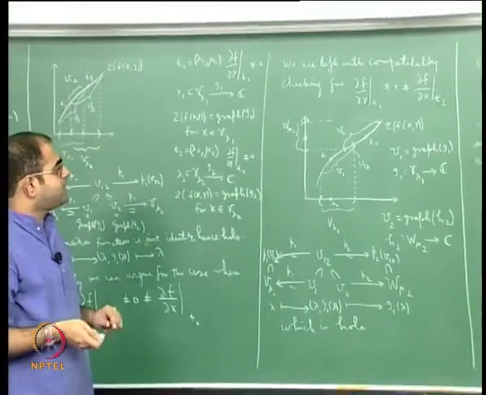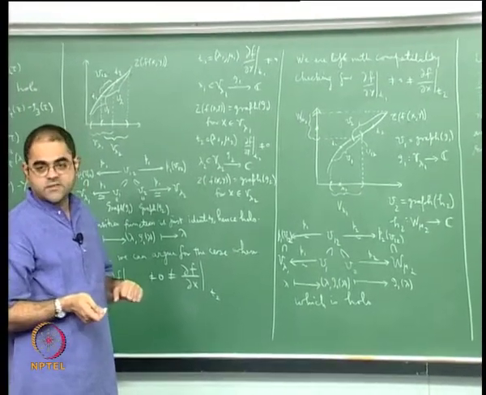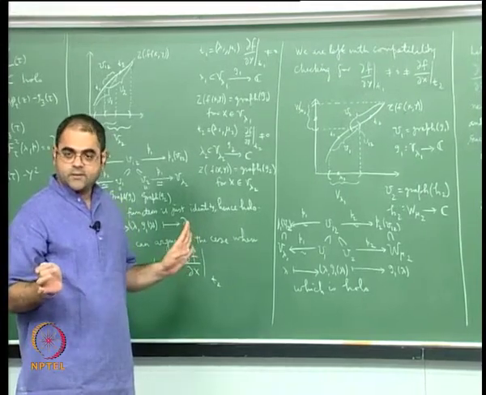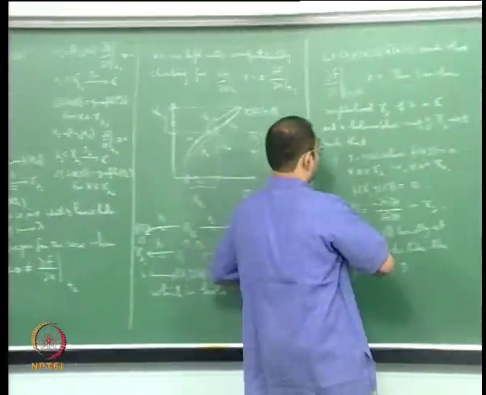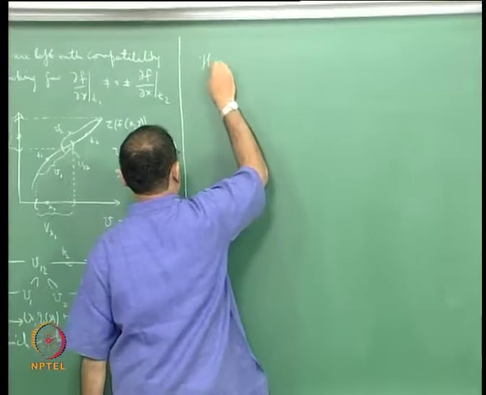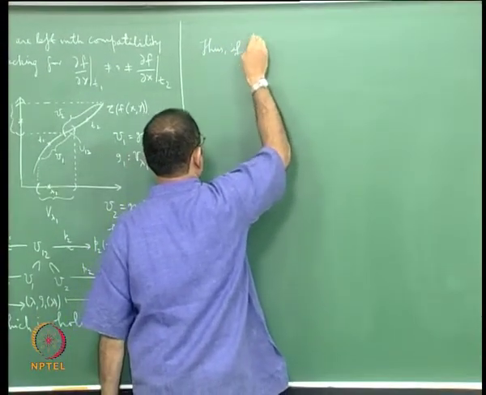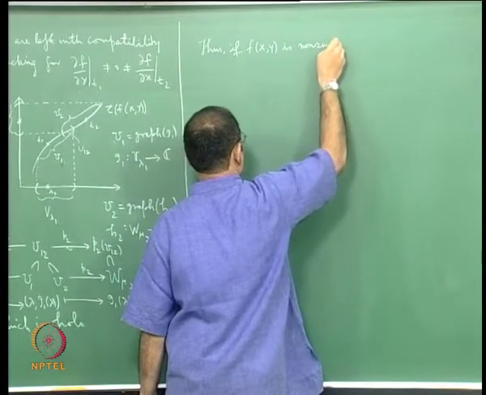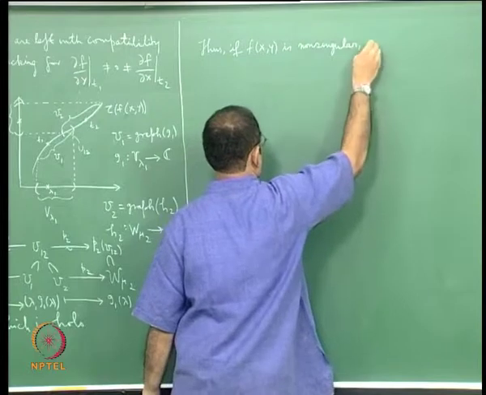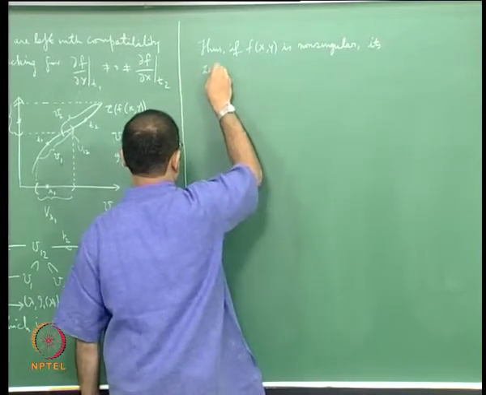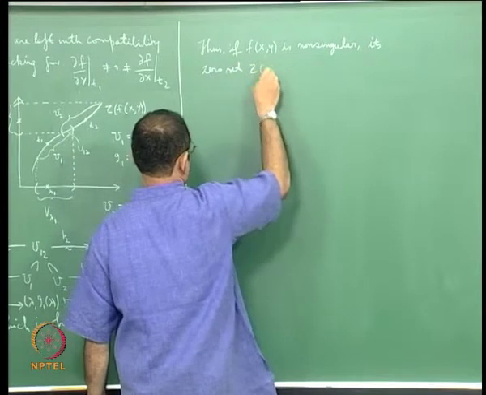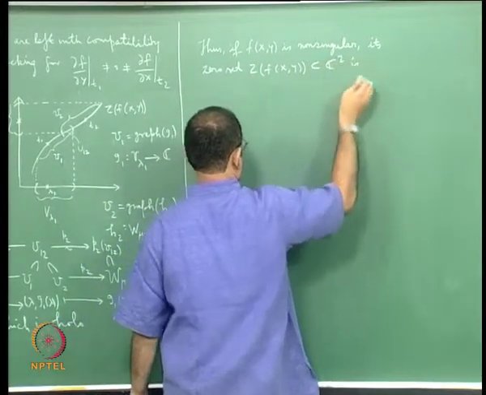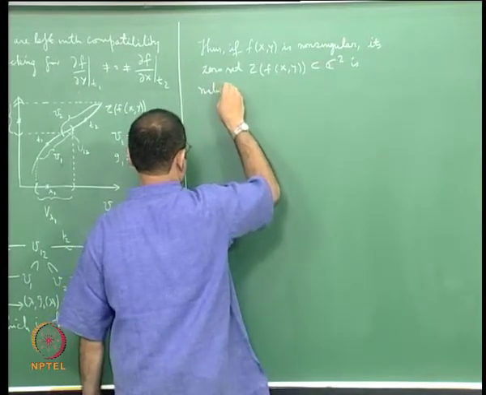So this implies that the moment you take a polynomial f(x,y) which is non-singular, then the zero set of that polynomial is automatically a Riemann surface. Let me write that down. Thus, if f of x comma y is non-singular, its zero set Z_f(x,y) as a subset of C^2 is naturally a Riemann surface.